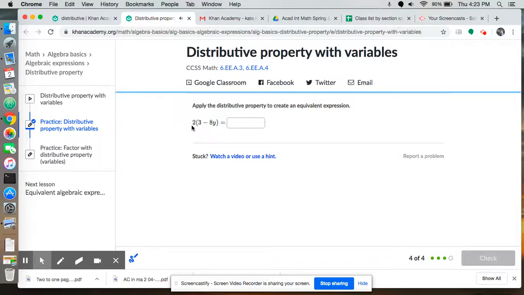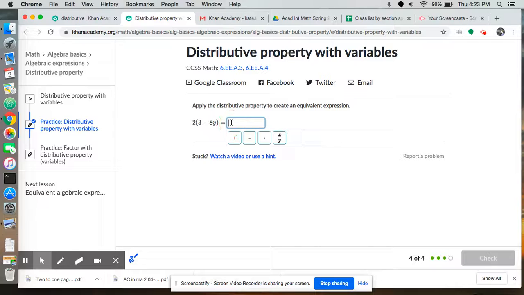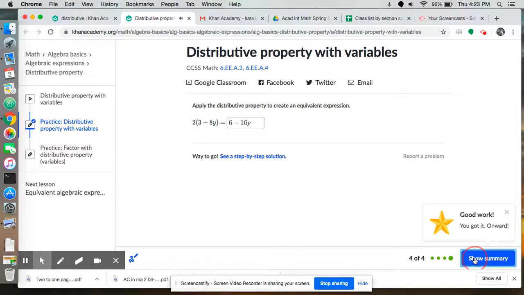And now for the last one, I bet you can do it. It's going to be 2 times 3, and then 2 times 8, with a minus in between it and the y right there. So it's going to be 2 times 3, which is 6, minus 2 times 8, which is 16y. And there you have it.